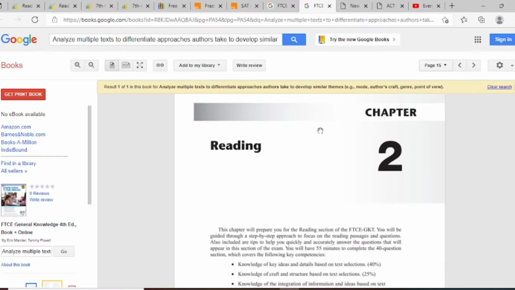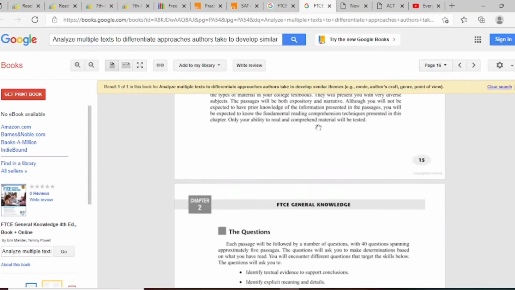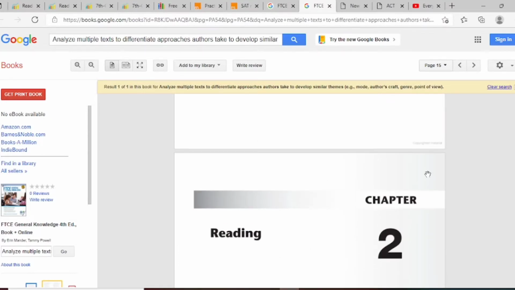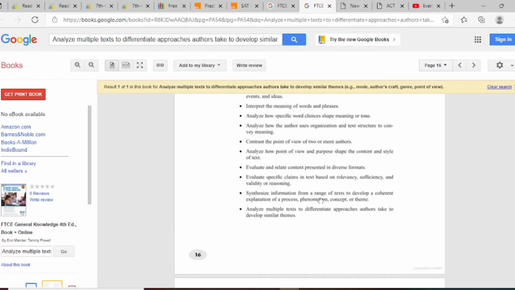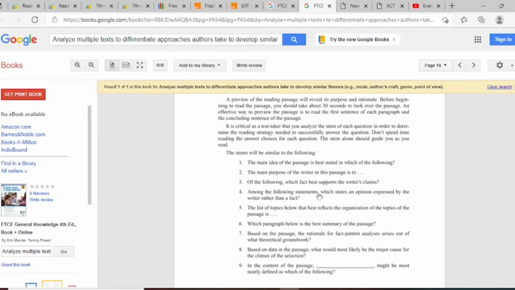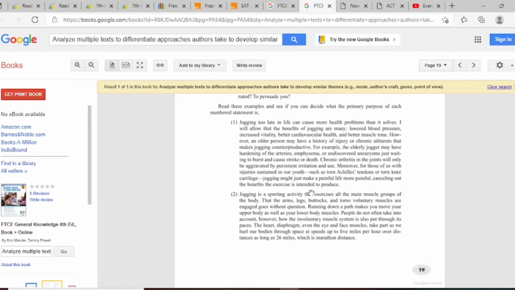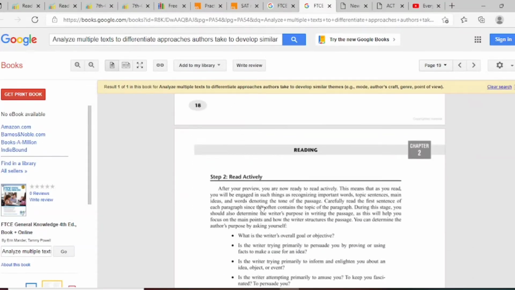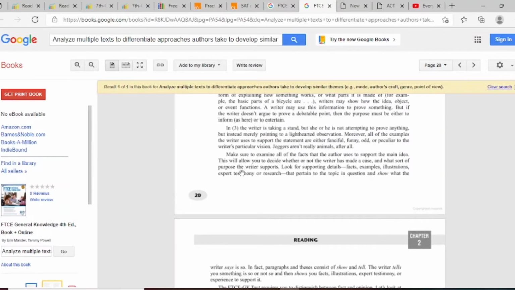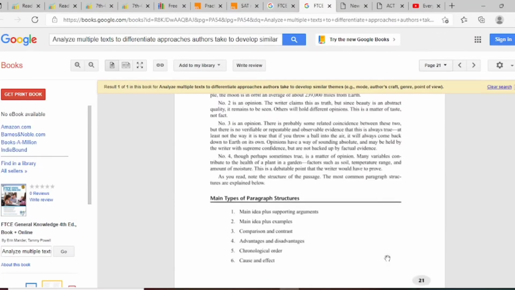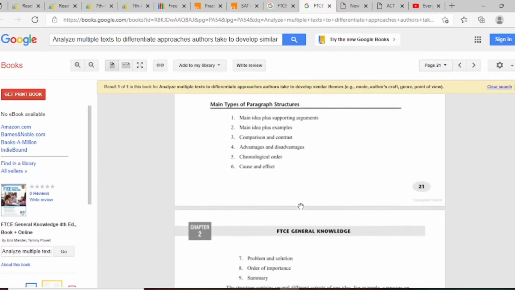This book is awesome. The reason I say it's awesome is that if you go to page 15, that's where the reading starts. It also has the other three sections of the general knowledge exam, but we're looking at reading. This goes through the different competencies. It gives you a preview, like reading actively, but you can read that on your own terms. What I'm talking about is the information. You see, it says the main types of paragraph structures.